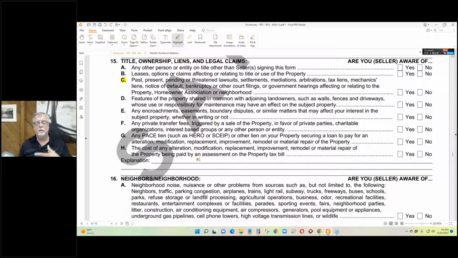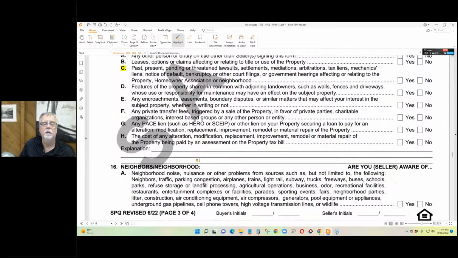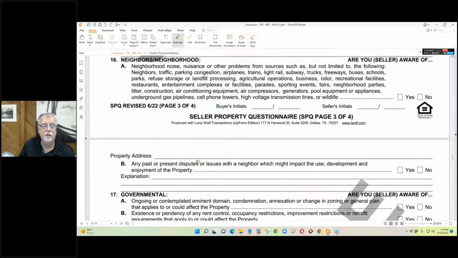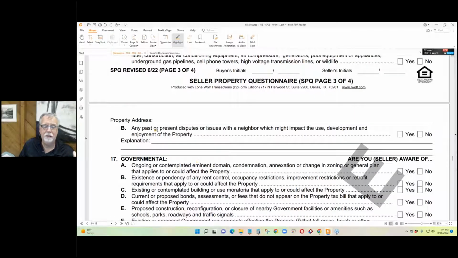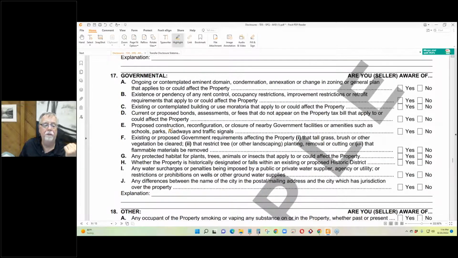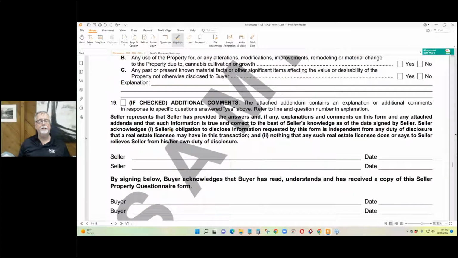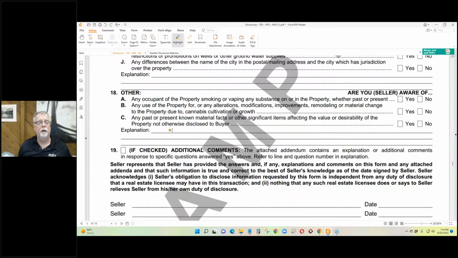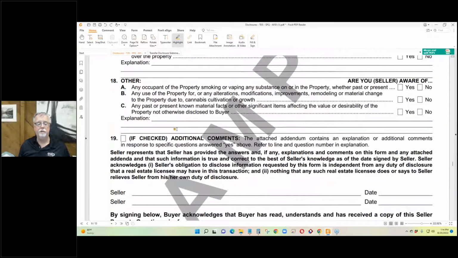And every time somebody says yes, they're supposed to explain. And if their explanations go too long, it generates an additional addendum that's called a text overflow addendum, where it just starts filling it out. Neighborhood noise, they're asking them more specific questions. Past or present disputes or issues with the neighbor. Any government actions going on that you know about. Others. Now, look at others. Any past or known material defects.